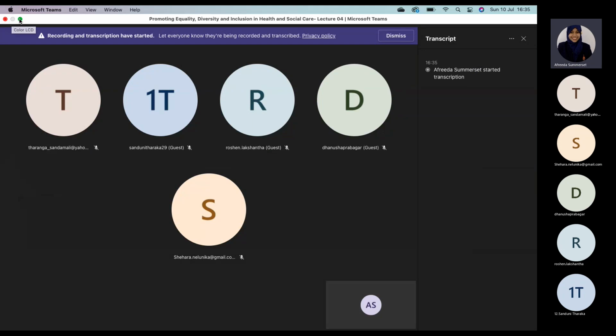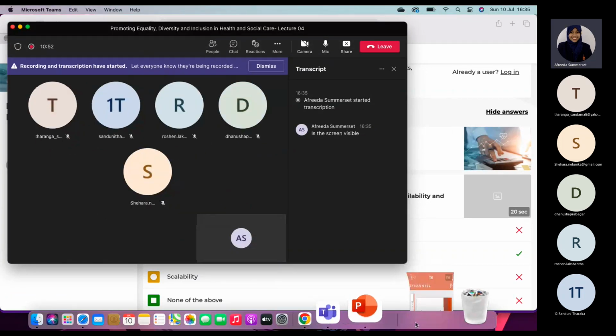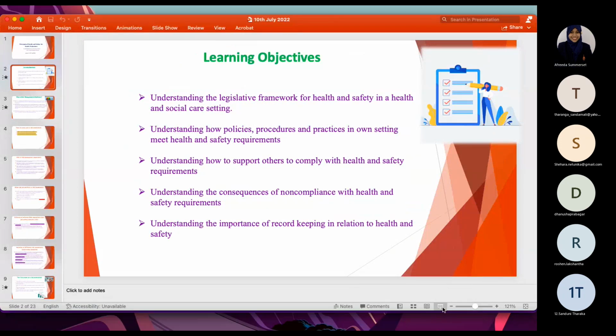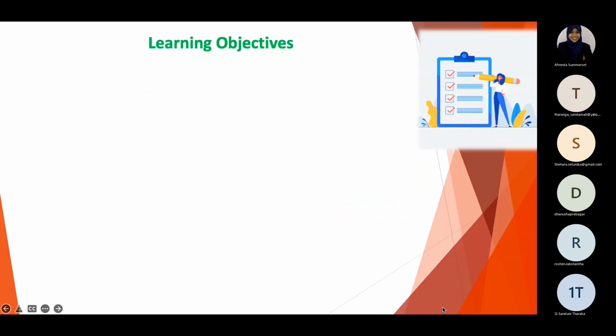Is the screen visible? The slides? Can somebody answer? Is the screen visible, students? Can see me. Okay, right.